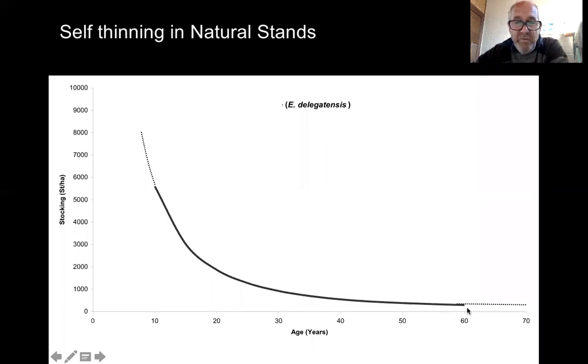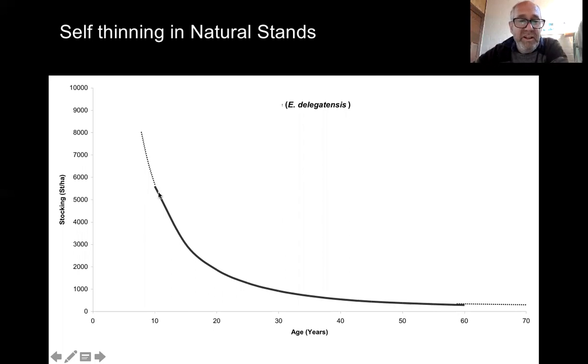This graph is real data, the dark part of the graph, where someone actually measured how many trees there were per hectare and how big they were. This just shows how many there were. So they went into a forest at age 10 years in a natural forest after regeneration, and they found at age 10 years there was 5,500 stems per hectare. Then every 10 years they went back and they measured it, and you can see even by age 20, more than half of those trees had died, 2,000, 30, another half, 40, another half, and then subsequently the natural competition in the forest led to a decline down to a few hundred trees from that 5,500.